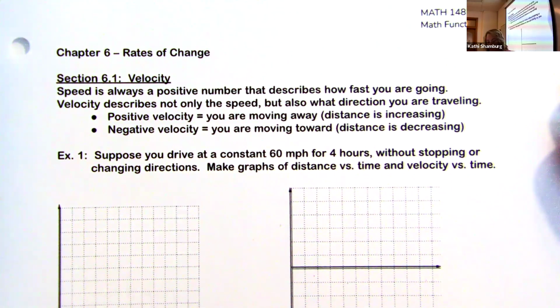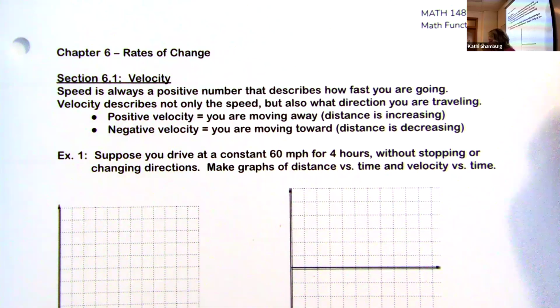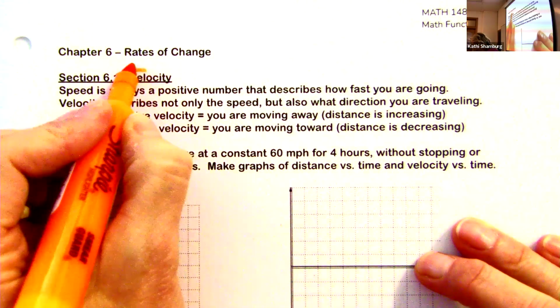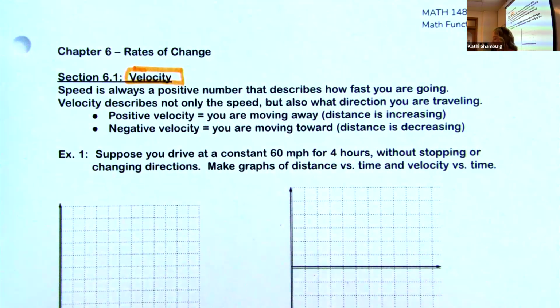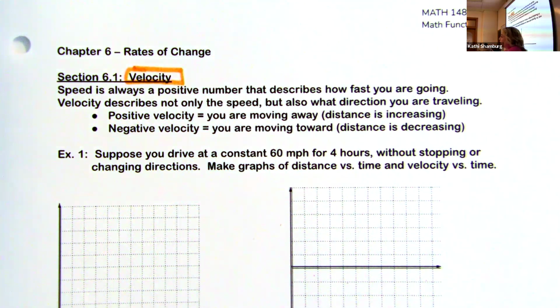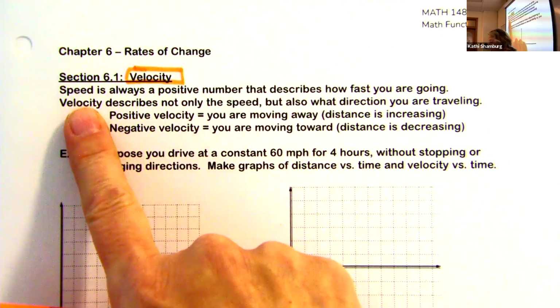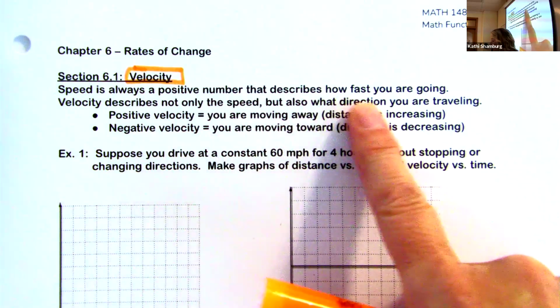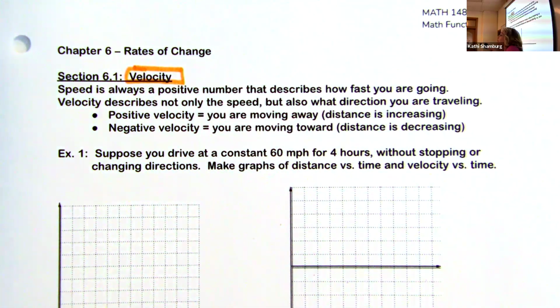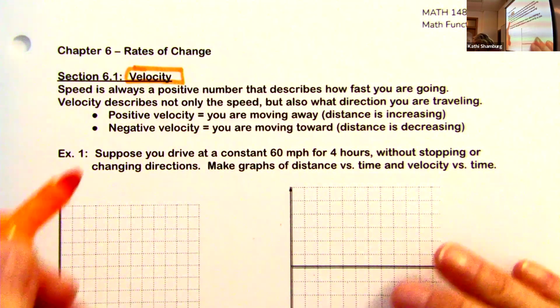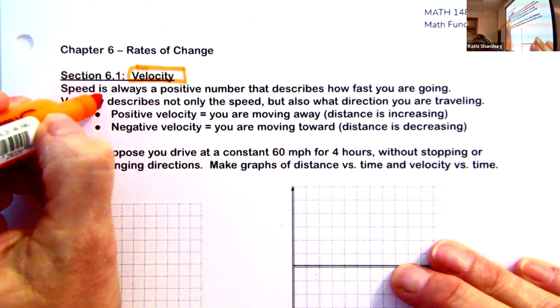All right, so chapter 6 is rates of change. What we're going to be looking at is something that you may not have encountered before, and it's velocity. When you get in a car and drive, you're going a particular distance and speed. Notice that it says here, speed is always a positive number that describes how fast you are going. Obviously, if you're on the highway at 70 miles an hour with cruise control set, that's your speed, right? Now we're going to talk about velocity.